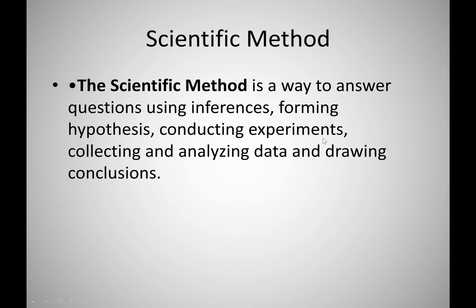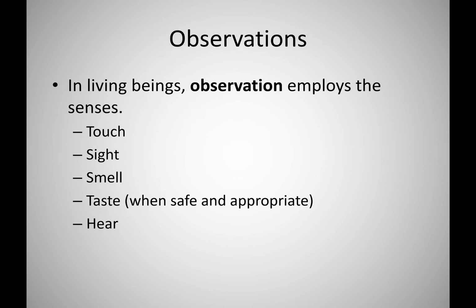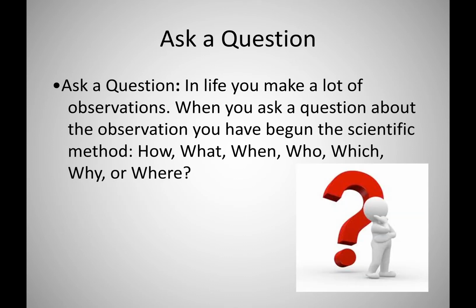The scientific method is a way to answer questions using inferences, forming hypotheses, conducting experiments, collecting and analyzing data, and drawing conclusions. When you're doing experiments, you're going to make observations by touch, sight, smell, taste, and hearing. You're going to ask a question. In life, you make a lot of observations. You always ask what, when, where, why, who.